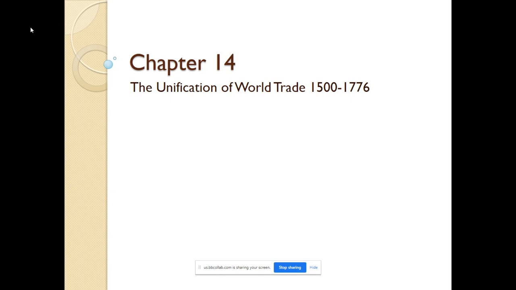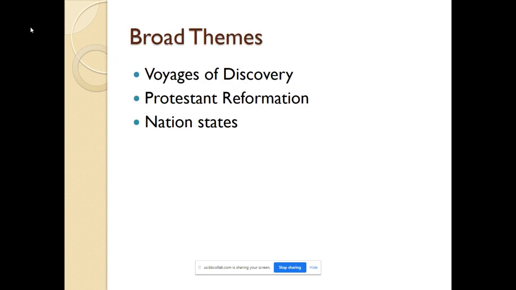But in this chapter, we're going to get more into the voyages of discovery, which we at least made mention of in the last chapter. We'll talk about the voyages of discovery. We will talk about the Protestant Reformation, and then we'll check in on the world. We'll talk about several countries in Europe, some places in Africa, and some places in Asia, and see what the world is like, a snapshot of the world around this time period. So that's what we're looking at in this chapter: voyages of discovery, Protestant Reformation, and various nation states.